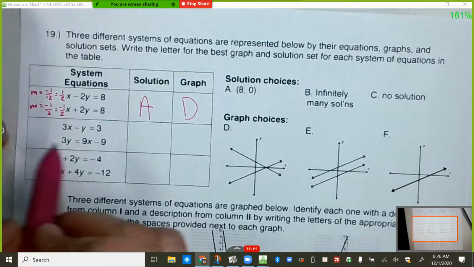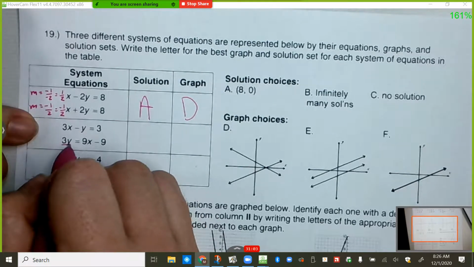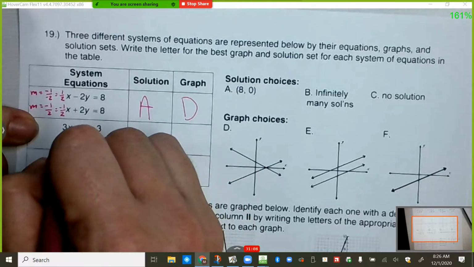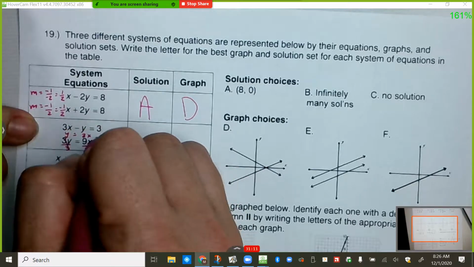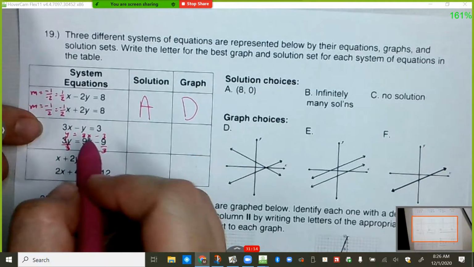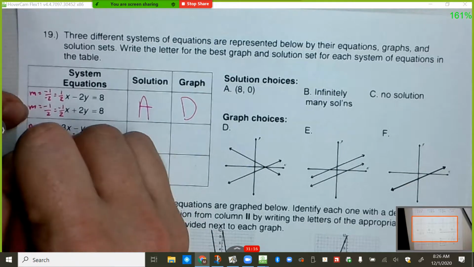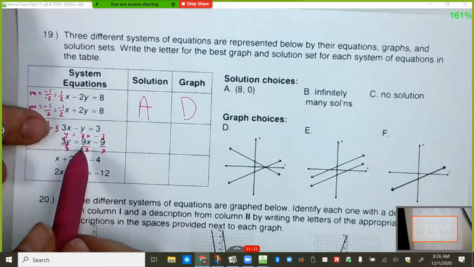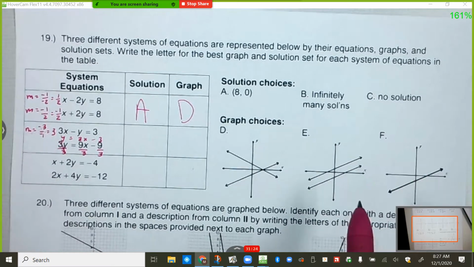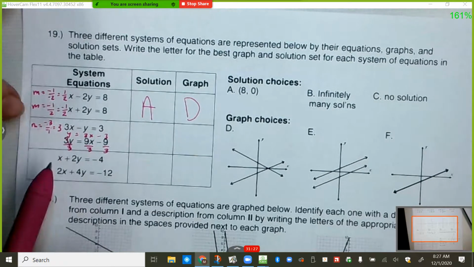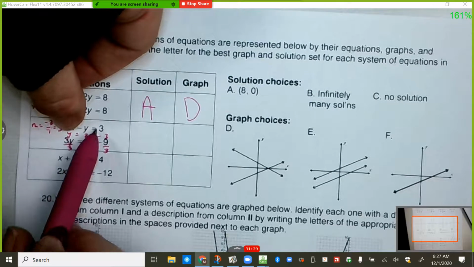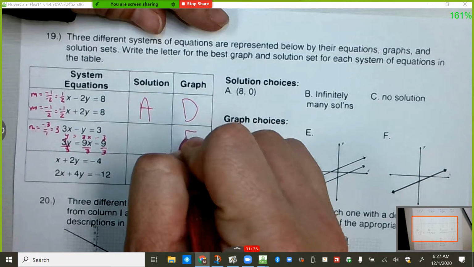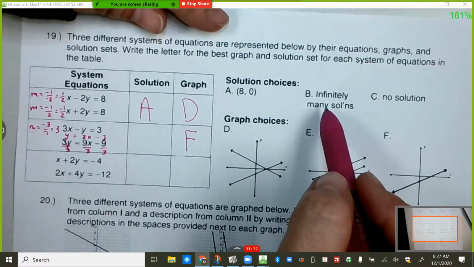Okay, here, if I divide everything by 3, I'll get that this is y equals 3x minus 3. And up here I can do my slope is opposite of a over b, so -3 over -1, which is +3. So I know these have the same slope. So it's either going to be infinitely many solutions or no solutions. So knowing that, my y-intercept here is -3, and my y-intercept here is -3, so these are the same line. So it's going to be f, which is infinitely many solutions.